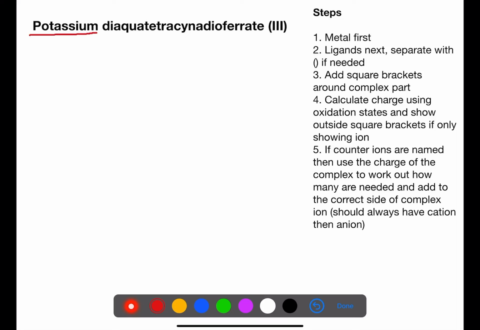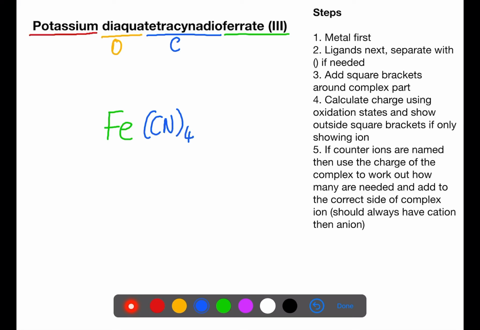Here we have potassium, diaqua, tetracyanide, ferrate 3. For iron, we have a symbol of Fe, and then we have 2 ligands, a neutral ligand bonding through an oxygen, and a negative ligand bonding through a carbon. The cyanide ligands are negative, so they'll go first, and we have 4 of those. We then have 2 aqua ligands, and then we can put in the square brackets.